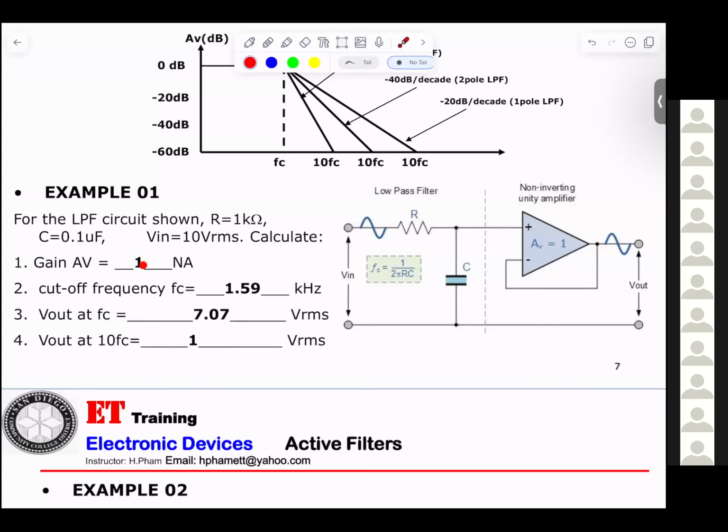And now they want to calculate the cutoff frequency. You know the formula. FC equals 1 over 2 pi RC. What I want you to do is go ahead and calculate, and tell me whether what I gave you, 1.59 kilohertz, is correct or not correct. You have to do it.